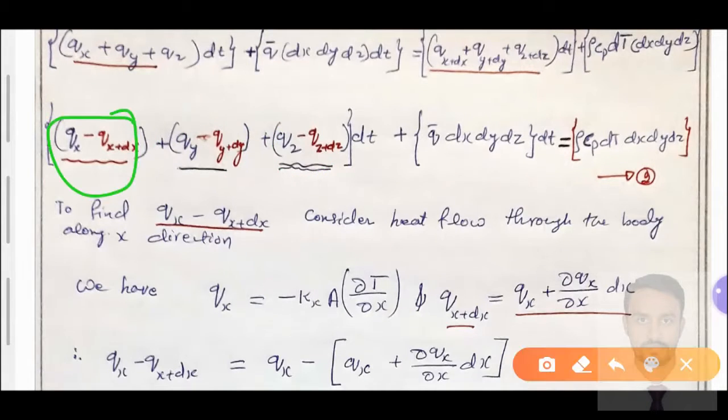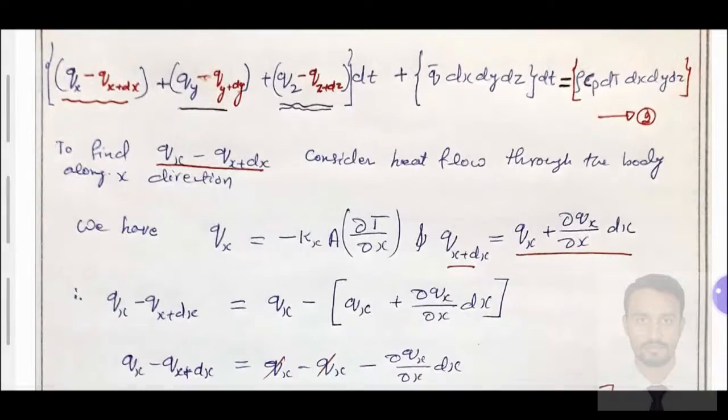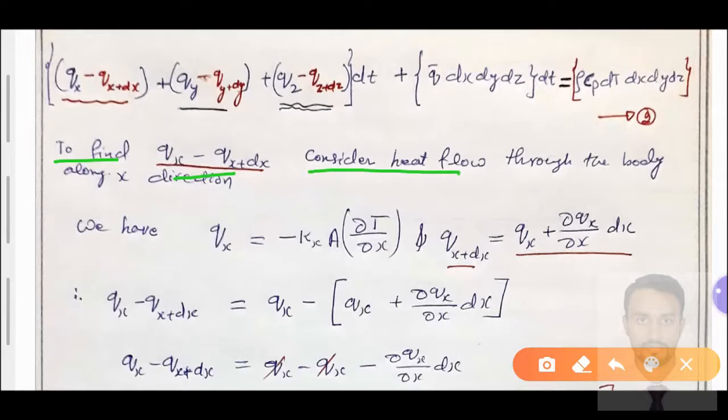We want to find the values of the heat entering the volume of the system and leaving the volume of the system. Just consider along the x direction. First we'll find the conduction heat transfer effect under the differential equation of equilibrium, then we'll go with the y and z directions. To find Qx minus Qx+dx, consider heat flow through a body along the x direction.